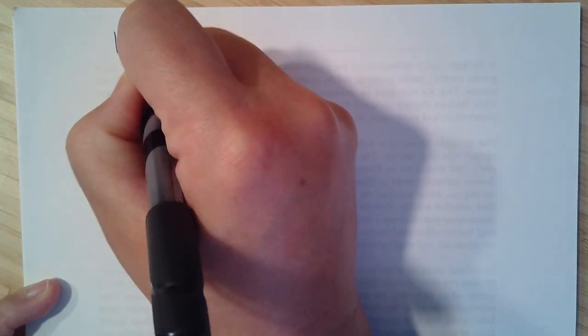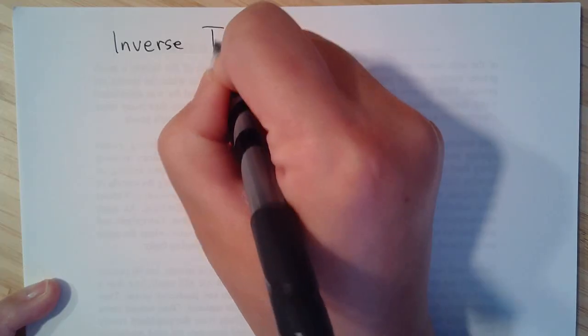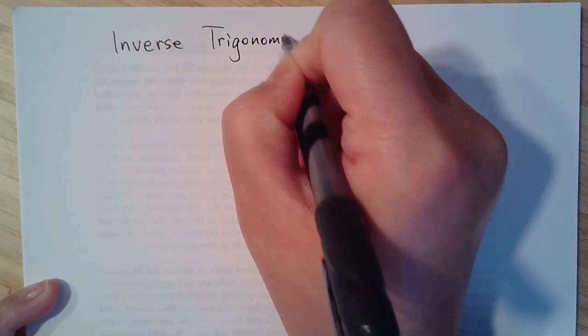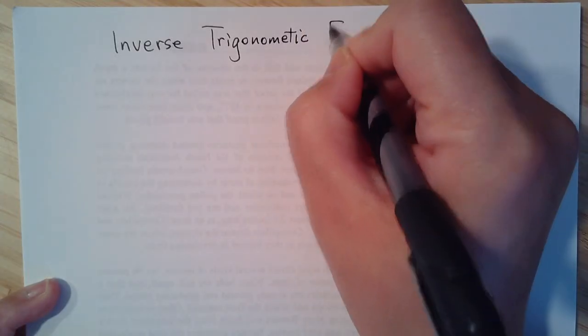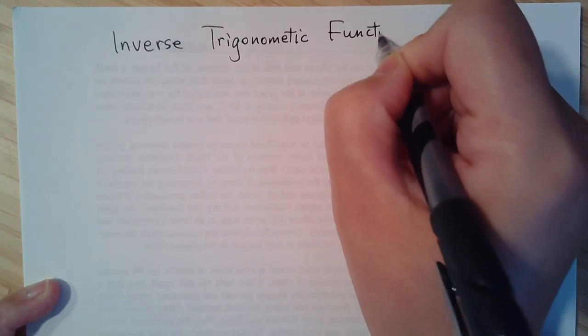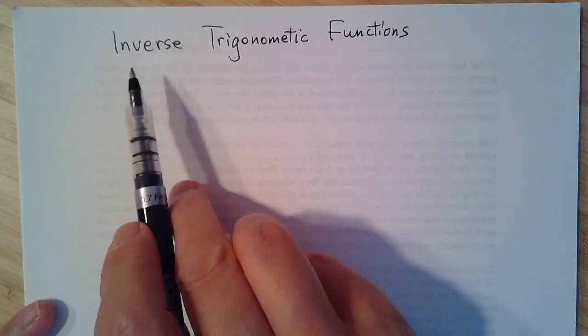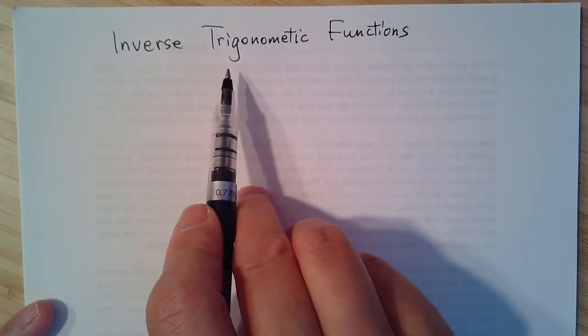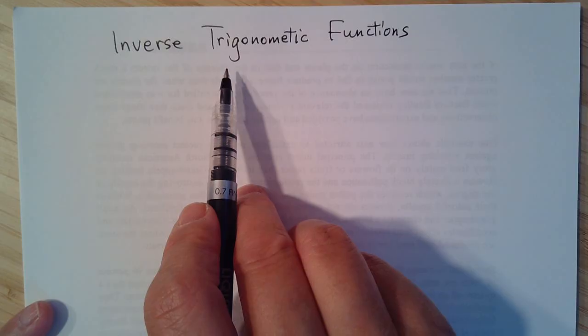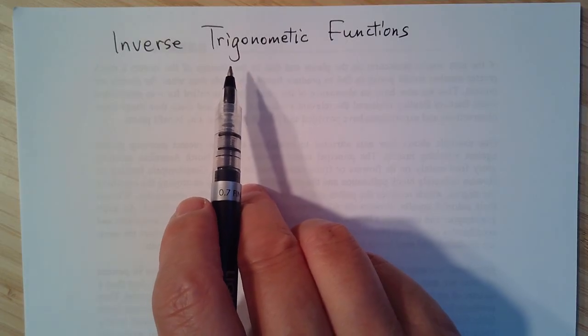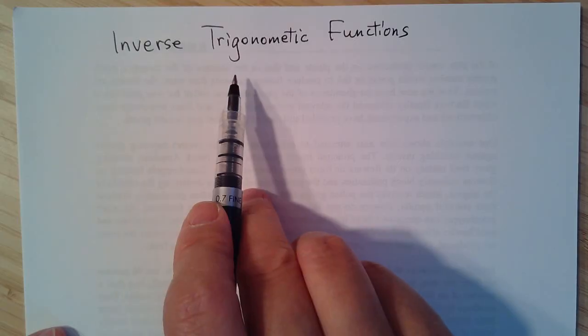Okay, now we're going to learn something called inverse trigonometric functions. We know what an inverse function is. That's what we learned in earlier sessions. And then we know the trig functions: sine, cosine, tangent, cotangent, secant, and cosecant. Now, what is an inverse trig function? We're going to learn them one by one.